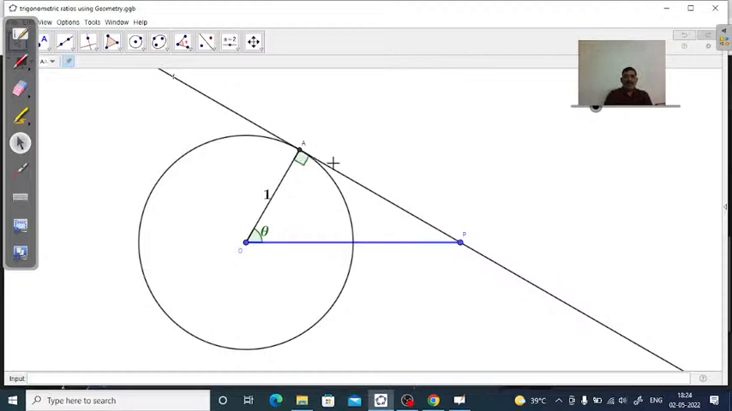Now what can we say about PA? You observe, PA is the tangent drawn from the external point. So this PA will become tan theta. This PA is tan theta. Of course, OP is the distance from the external point to the center of the circle and it is secant theta.